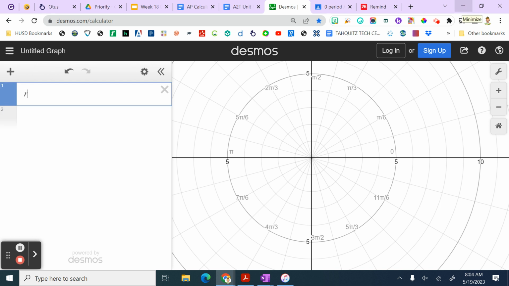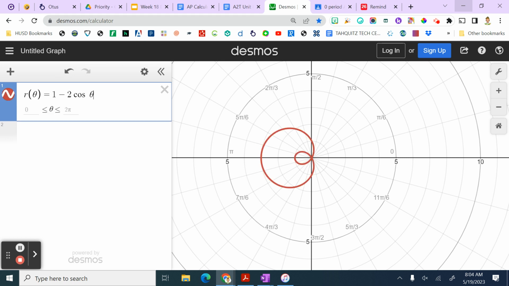And I'm going to do it a little bit different. I'm going to say R of theta equals 1. I'm doing that on purpose so I don't have to keep typing in R2 cosine theta. All right, so I'm going to go R of, and then I'm just going to type in pi over 2 just to check and see what it is.